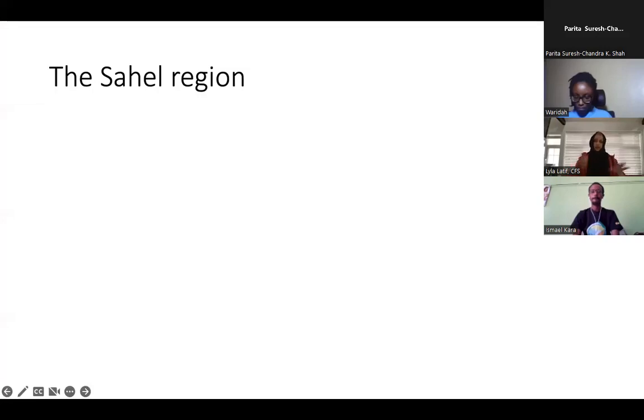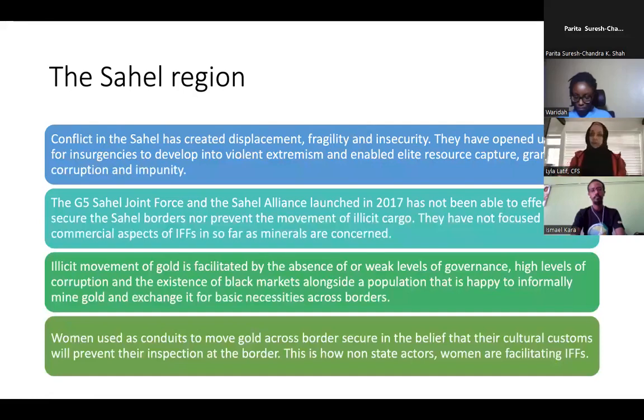Now, the enabling environment does not only comprise of actors working individually or by themselves, but these actors are part of an interactive network. And the Sahel example, right, kind of gives us a good illustration. So Sahel is that part of the northern part of Africa, Mauritania, Mali, Burkina Faso, Chad, that's the strip. The cycles of conflict in the Sahel have created displacement, fragility, and insecurity. This is the environment that's needed for IFFs to thrive anyway, right?